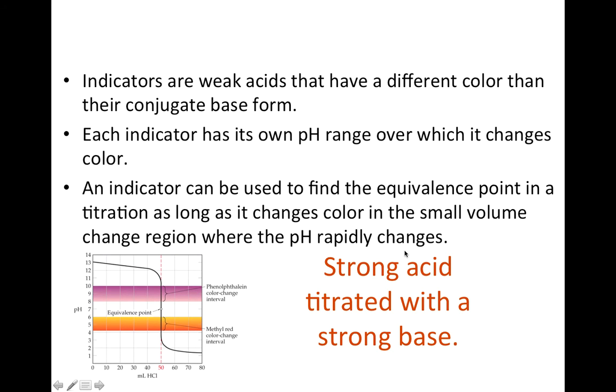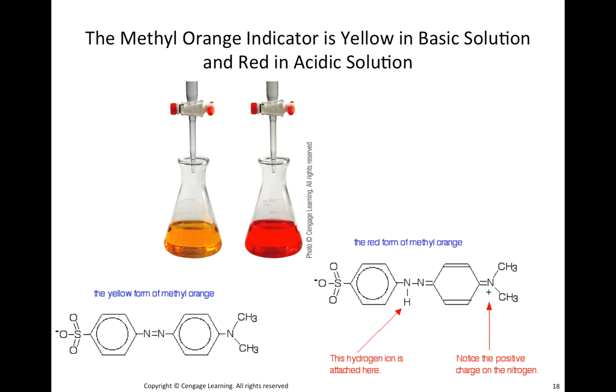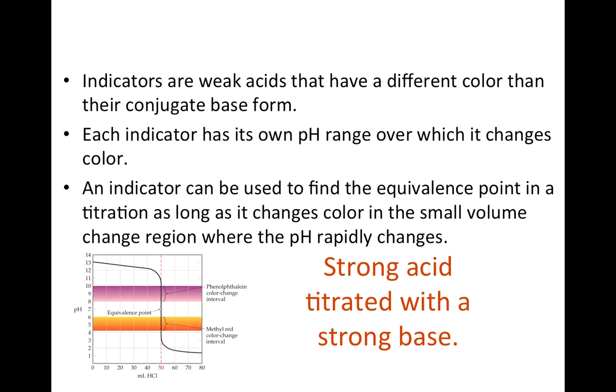So indicators are weak acids that have a different color than their conjugate base. We kind of said that earlier. Each indicator has its own pH range over which it changes color. So we just looked at methyl orange, but let's pretend we're looking at methyl red. And we also looked at phenolphthalein, which we know is clear down here, and then it turns pink up here. So they change colors at different ranges. So phenolphthalein changes colors up here starting around pH 8, and methyl red starts to change color around pH 4 or pH 6, depending on if you're trying to go from red to yellow or from yellow to red.